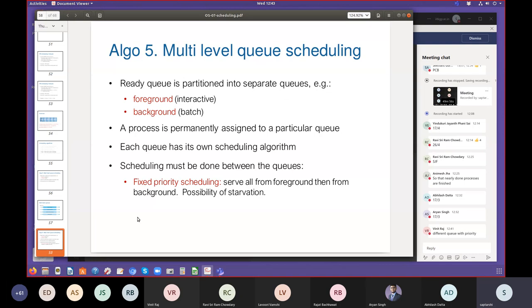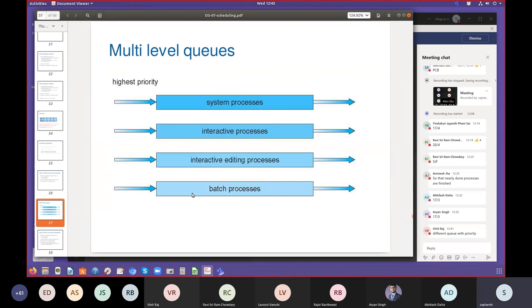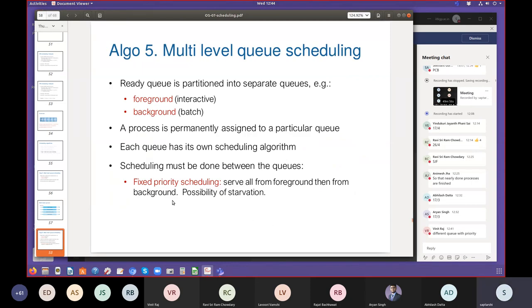For example, fixed priority scheduling means serve all processes from foreground and then from background. Remember there are two queues, one for foreground processes and another for background processes. One scheduling can be to run something like round robin on the first queue, the interactive processes, and once these are all processed, go to the lower level queue of batch processes. Now, of course, there is the possibility of starvation in this case, because the batch processes will starve.